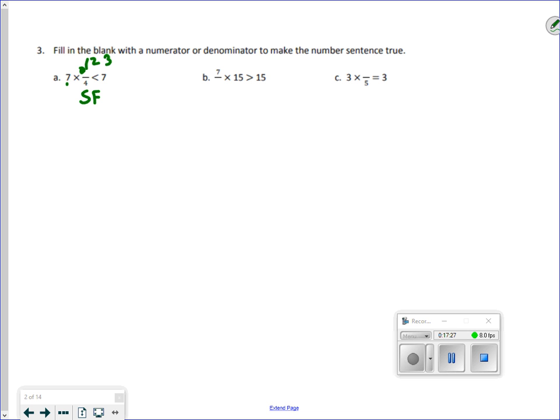7 over something, 7 somethings times 15 is greater than 15. So we're having to multiply 15 by something to make 15 what? Bigger. We're having to make 15 larger. So we have to multiply 15 by something to make it larger. Think about your fraction, what you have to do to it to make it bigger. And if you can't remember, look back at your notes. You should be taking good notes. Otherwise, it doesn't do you any good if you're taking bad notes.